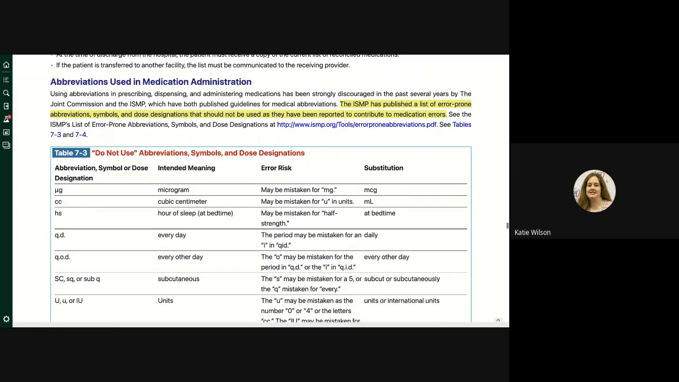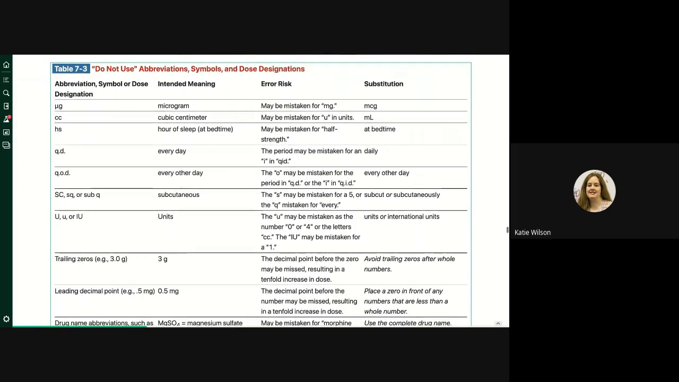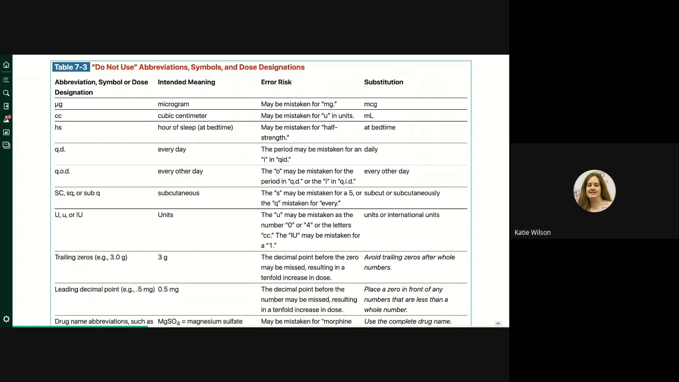So abbreviations used in medication administration. We've talked about some of these before. And like I said, you can find this list on the ISMP website. We talked about the microgram abbreviation or symbol before. So we don't want to use that because it can be misinterpreted. This says it might be mistaken for milligrams instead of micrograms. So you can imagine if someone thought it said milligrams, then they're going to get an overdose of that medication if they gave the same amount in milligrams instead of micrograms.